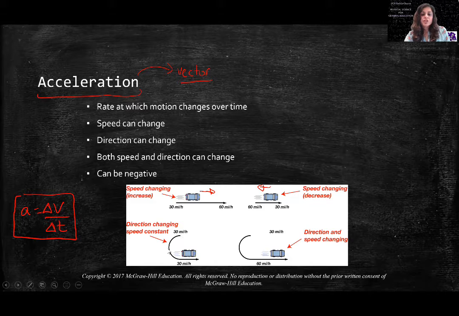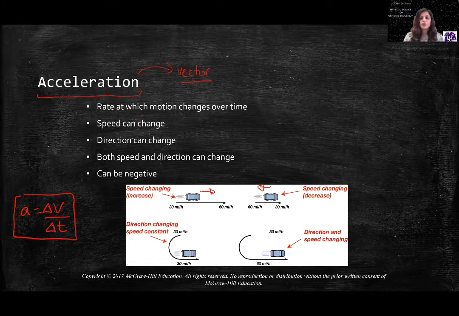Another way we can change our direction is if we go around a corner. So we're traveling around a circle, for example, and we're traveling at 30 miles per hour. We can keep that speed constant, but our velocity is changing all the time. And because our velocity is changing, our direction is changing. That's why we have an acceleration, because we have a change in our velocity. So whenever we have a change in velocity, we have an acceleration.